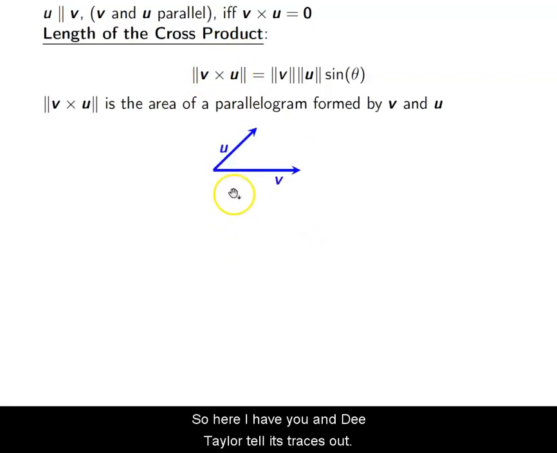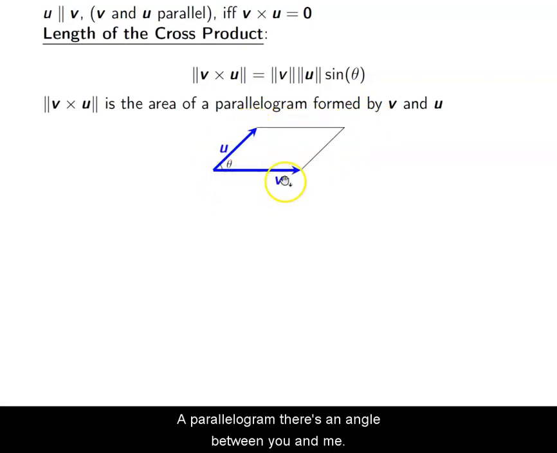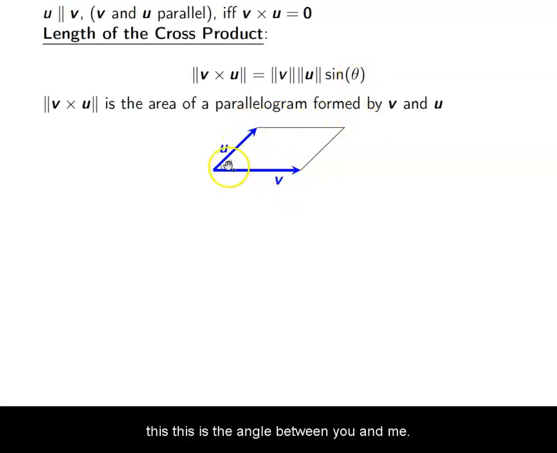Okay, so here I have u and v tail to tail. It traces out a parallelogram. There's an angle between u and v. So that traces out that parallelogram between us. This is the angle between u and v.